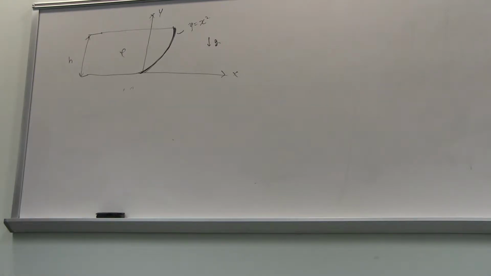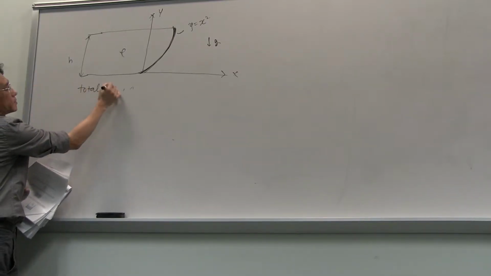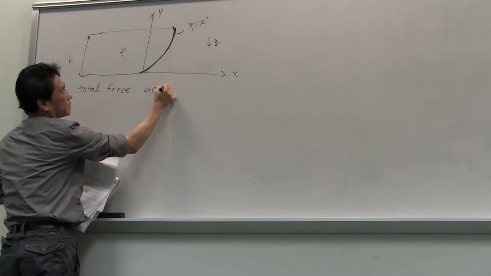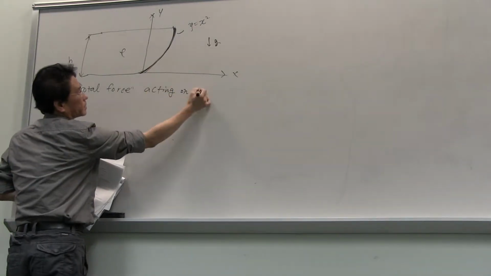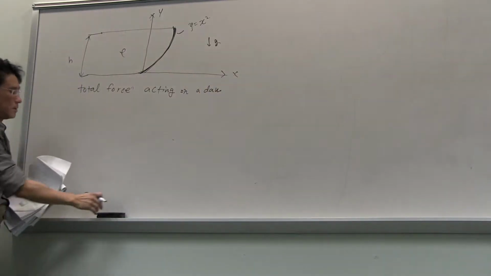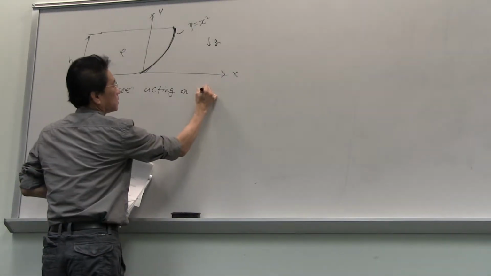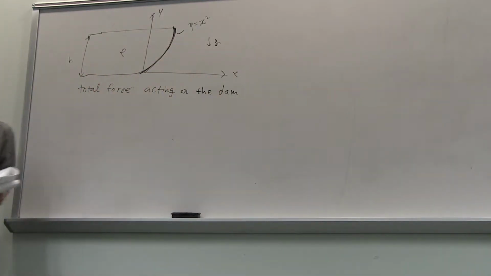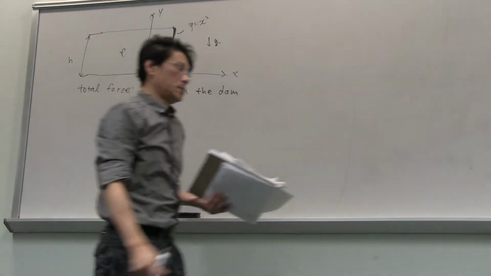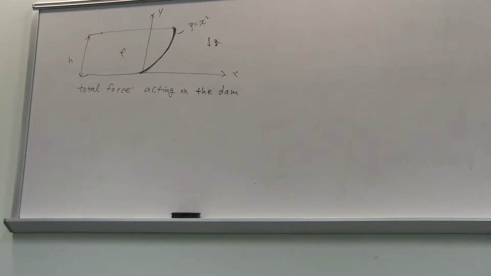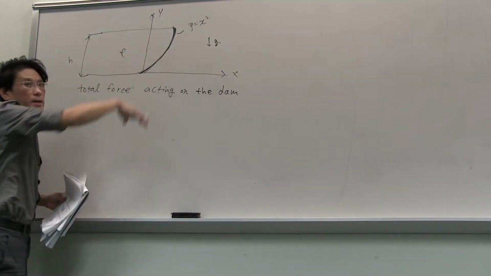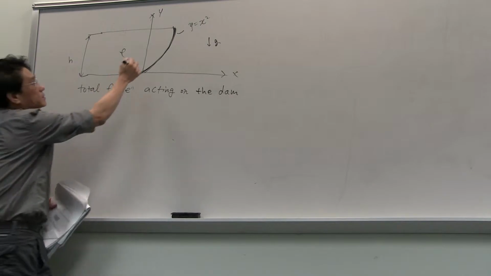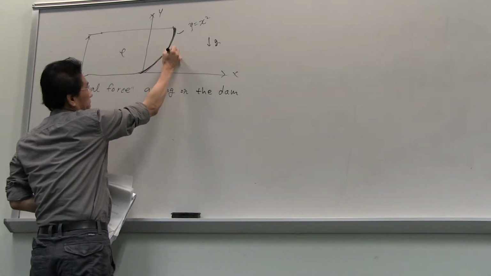Now what you have to do is find the total force acting on the dam. The dam surface is two-dimensional, so you have to think about what kind of force is here. In this case, the force due to the fluid is only pressure, because there's no shear force. It's only the pressure acting on the dam surface, so the force is going to be in this direction somewhere.